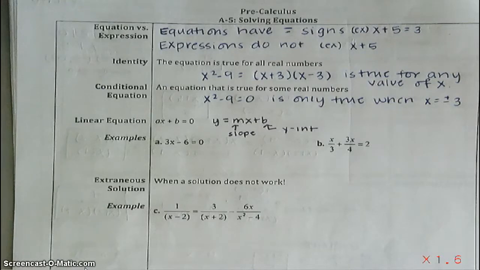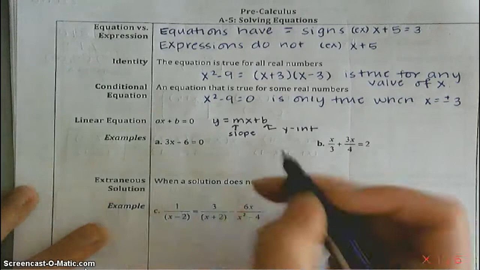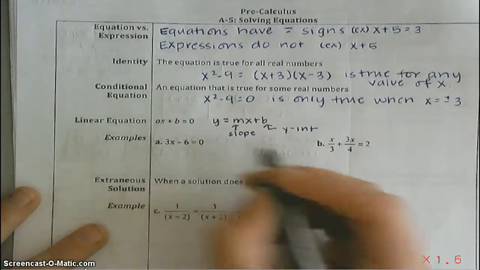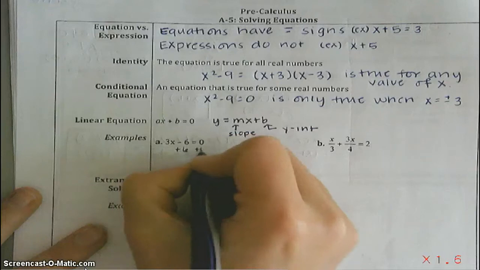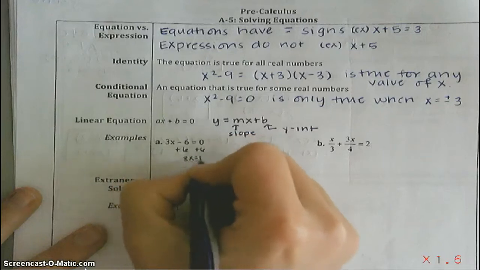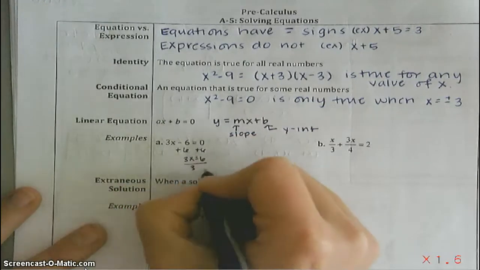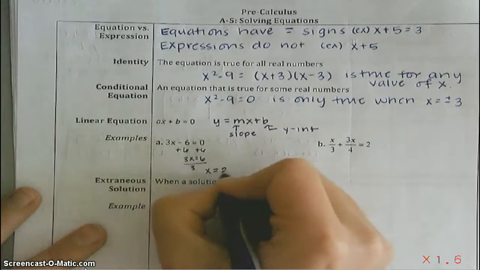We're just going to solve. All you're going to do if you have an equation in y equals mx plus b format is go ahead and isolate the x. So 3x equals 6, and divide by 3. I'm sure that you've been doing this for a long time now.